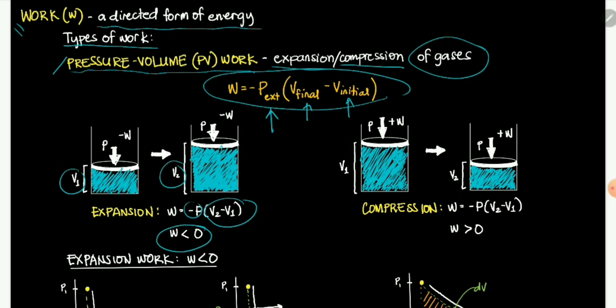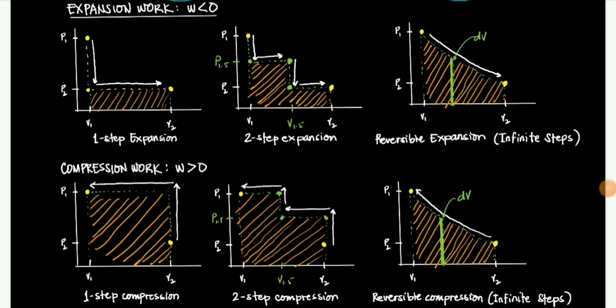So kapag compression naman, mas maliit yung final volume sa initial volume, so ang value nito ay negative, so negative times negative, positive yung net work done. So yung surroundings mo naman yung nag-exert ng work sa system. So compression yung action nito. Okay? So now let's discuss expansion and compression work in detail. So nakadepende rin sa number of steps, kumbaga, yung ating value ng work. Okay?